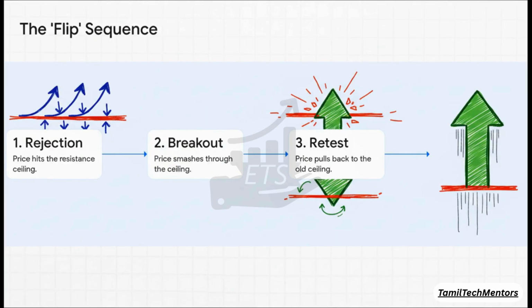And here's the whole sequence in 4 simple steps. First, you see the rejection. The price keeps hitting that ceiling and failing. Then you get the breakout, a powerful move right through it. But, and this is the most important part, we don't chase it. We patiently wait for the retest, where the price comes back down to that old ceiling. And when it holds and bounces, that's the launch. Rejection, breakout, retest, launch. That's the pattern.